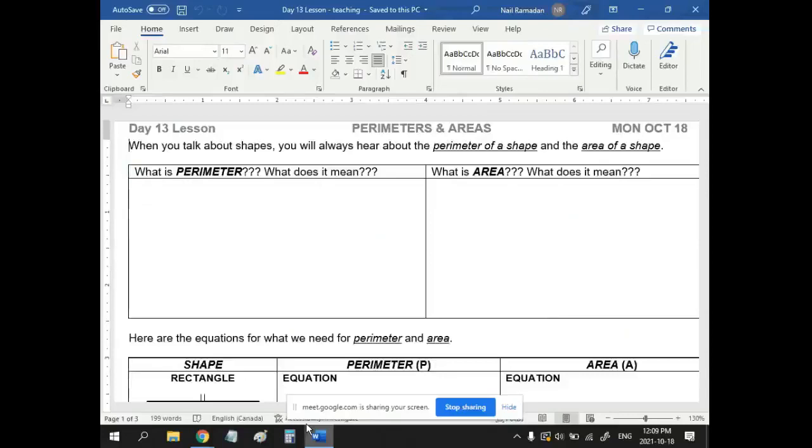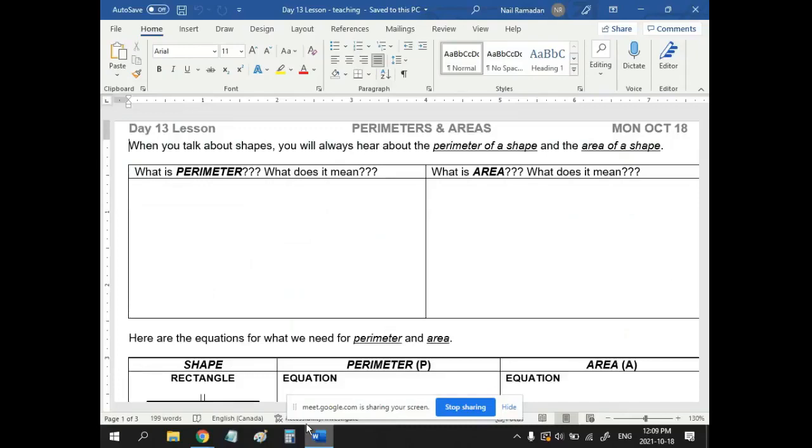Who knows what the word perimeter means? If I asked you to get me the perimeter, if I give you a ruler and I ask you to get me the perimeter of this piece of paper, what do you measure? One side or all the sides? Exactly. So what do you call it? The outline, or the outside border of it.